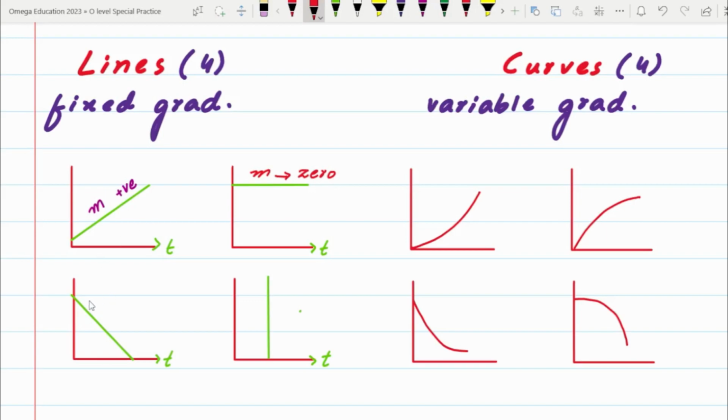So for the third one, the gradient is constant, but it is negative. Why is it negative? Because the line is getting away from the positive y-axis. Or the line is upside down. The line is sliding downward. The gradient would be negative. And for the last one, the gradient would be infinite. Because for the gradient, you have the formula rise over run.